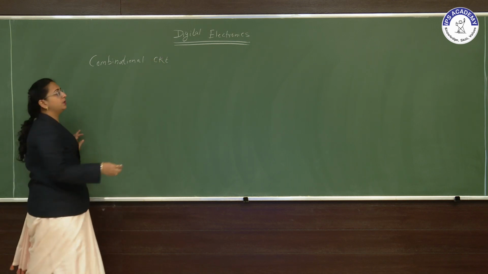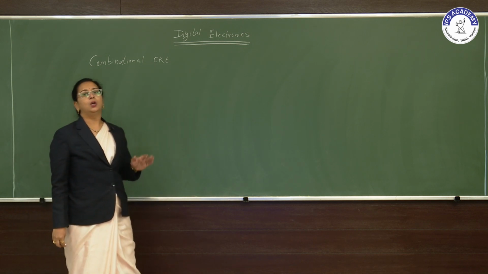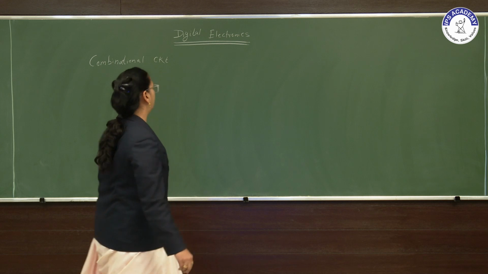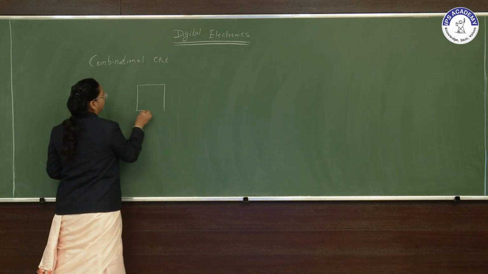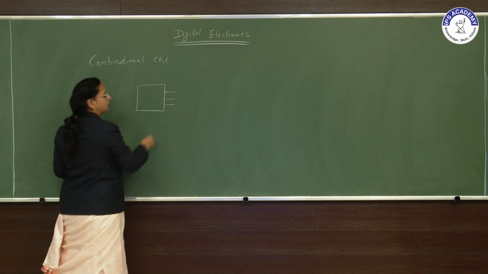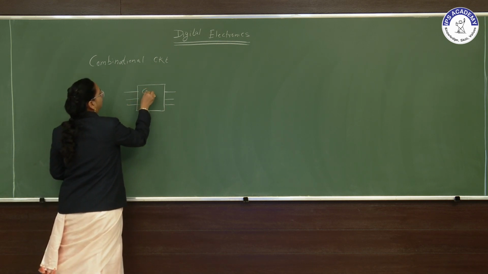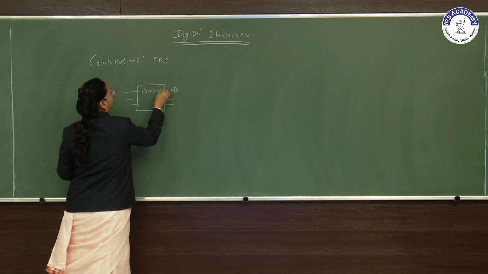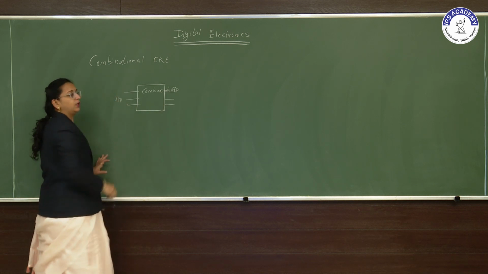Combinational circuits are devices, circuits whose output depends on the present input only. When we are talking about combinational circuit, there can be multiple outputs in the device and there can be multiple inputs. So in this combinational circuit, this output will depend only on this present input which we are giving.